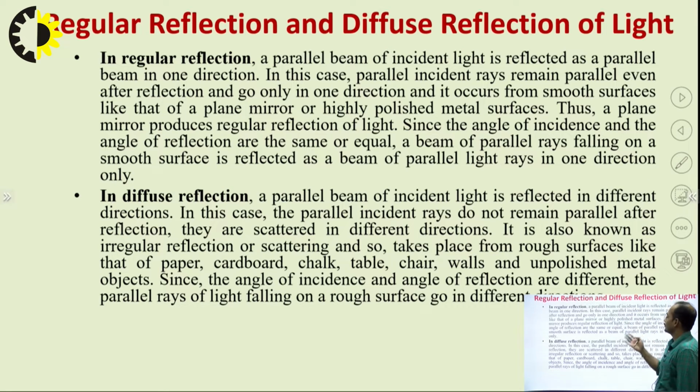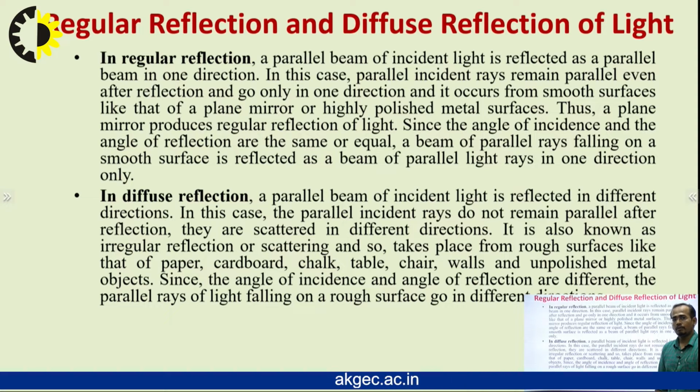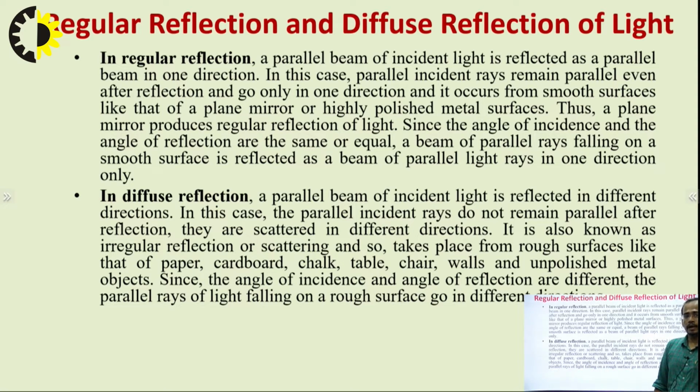Now, regular reflection and diffuse reflection. There are two types of reflection. In regular reflection, a parallel beam of incident light is reflected as a parallel beam in one direction. The parallel incident rays remain parallel even after reflection, and it occurs from smooth surfaces like a plane mirror or highly polished metal surfaces. Since the angle of incidence and the angle of reflection are equal, a beam of parallel rays falling on a smooth surface is reflected as a beam of parallel rays in one direction only.